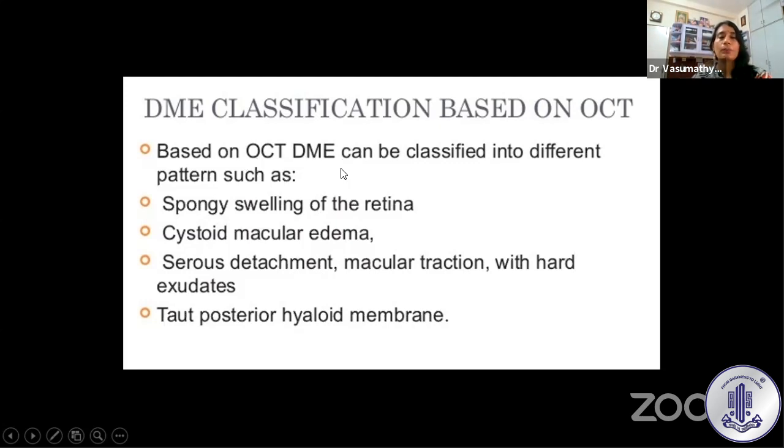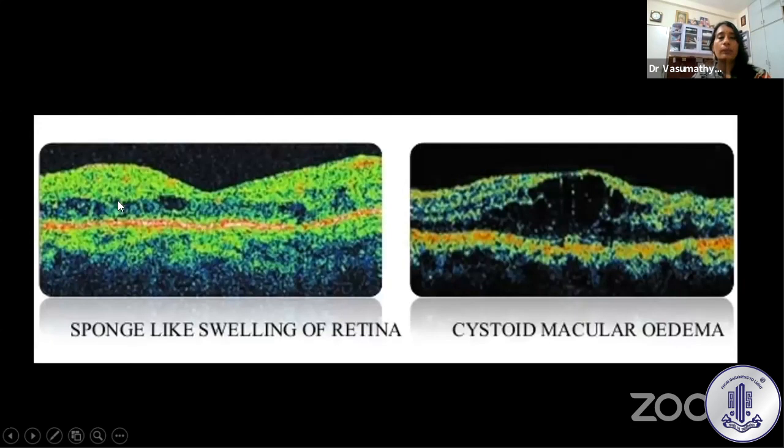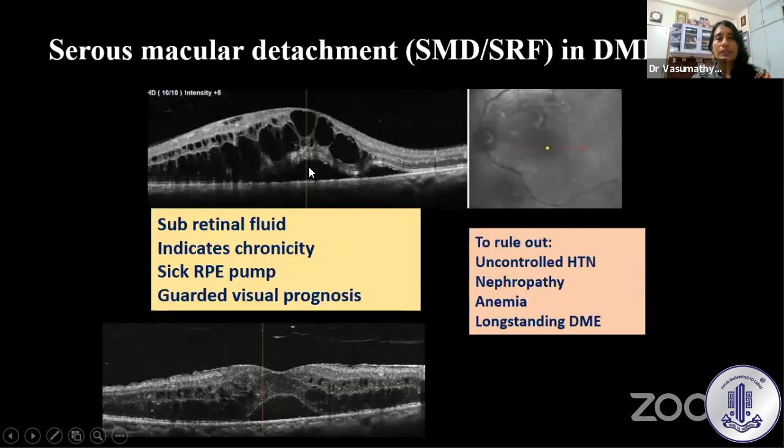Based on OCT morphology, DME can be classified as spongy swelling, cystoid swelling, serous detachment, and taut posterior hyaloid membrane. For example, this is a widespread sponge-like swelling, whereas here you have cysts with walls or septae. So this is a cystoid macular edema. And this is subretinal fluid. We can see that there is fluid between the retinal pigment epithelium and the photoreceptors.